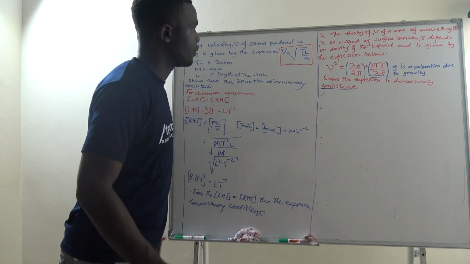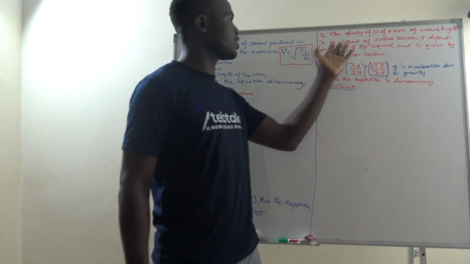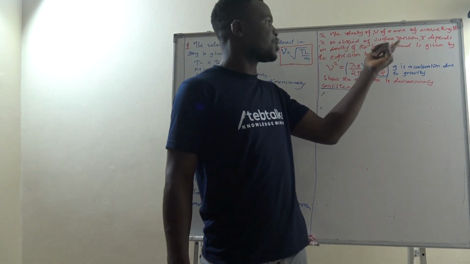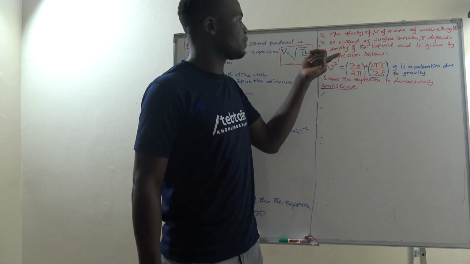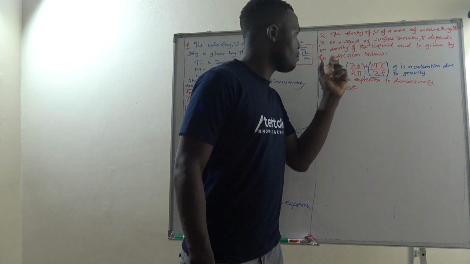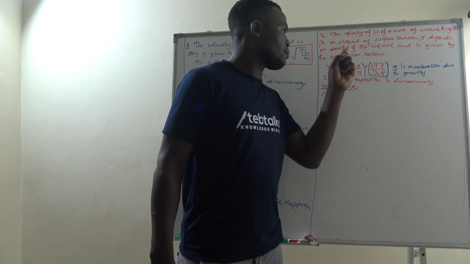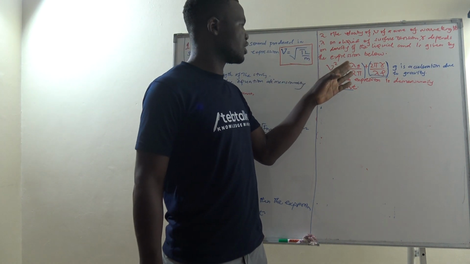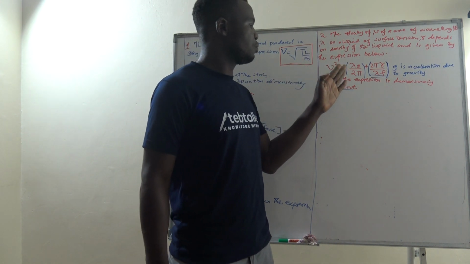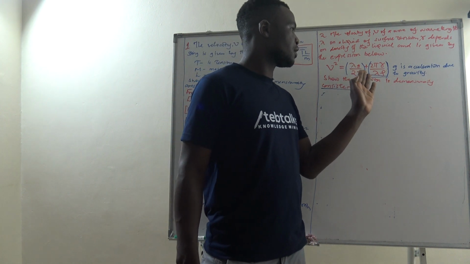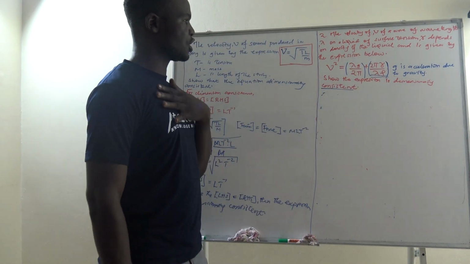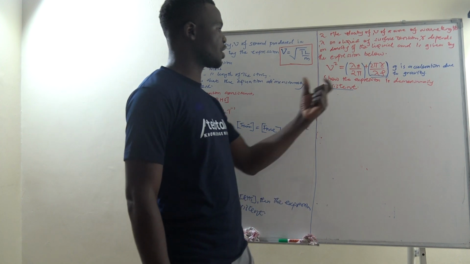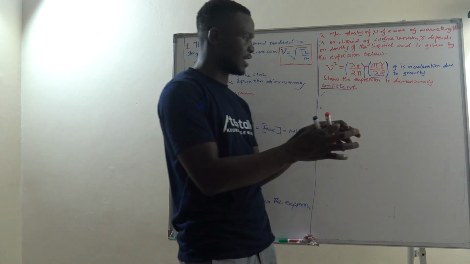So guys, for example 2 says that the velocity of a wave of wavelength lambda on a liquid of surface tension gamma depends on the density of the liquid and is given by the expression below. The expression says v squared is equal to lambda g over 2 pi plus 2 pi gamma out of rho lambda, where g is acceleration due to gravity. Now we are asked to show that the expression is dimensionally consistent.